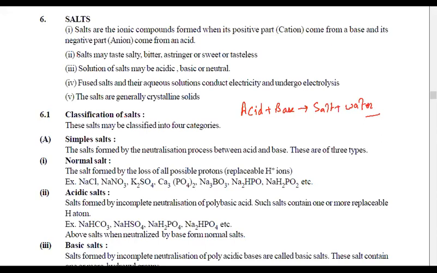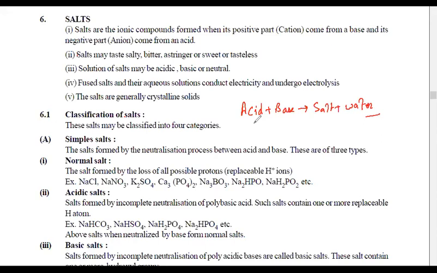Anyone have any doubt in this? Yes, very good, Sneha. Very good, Meet. Now, this is your neutralization reaction. So I can say that the neutralization reaction is responsible for the formation of salt.